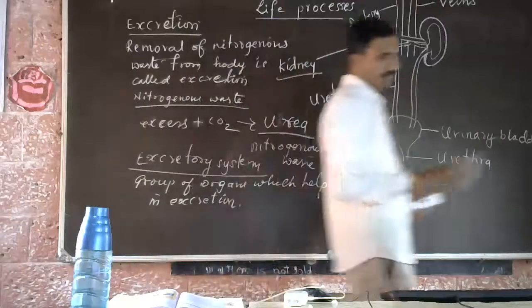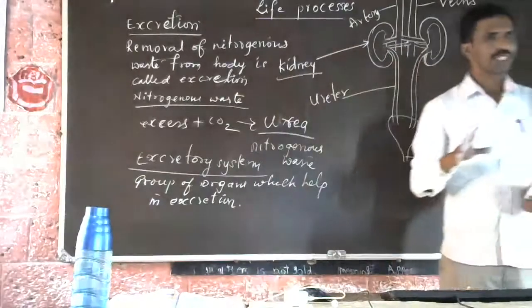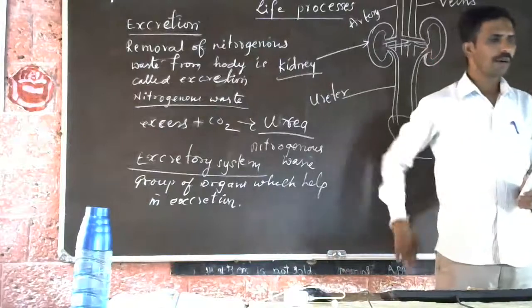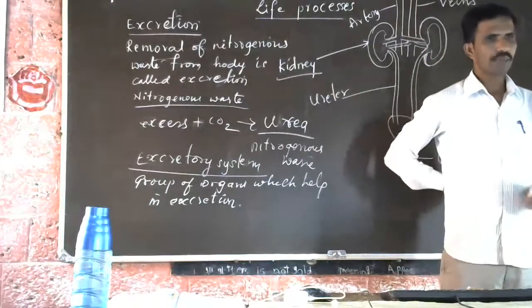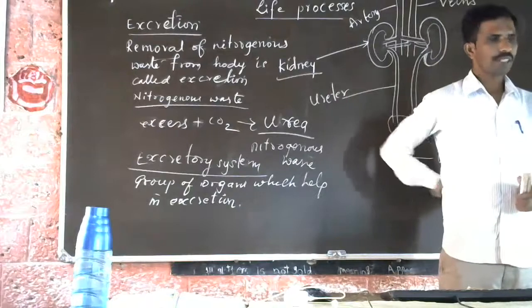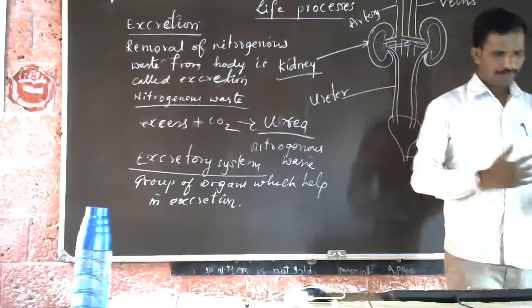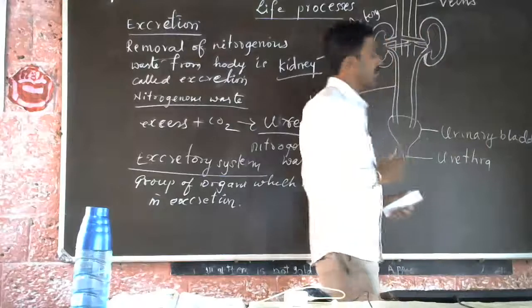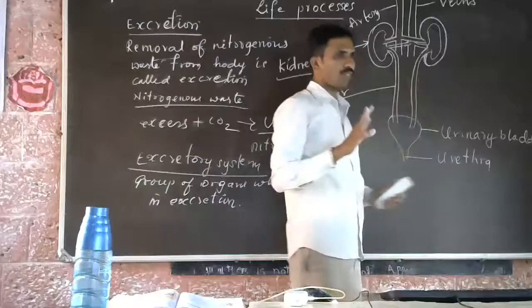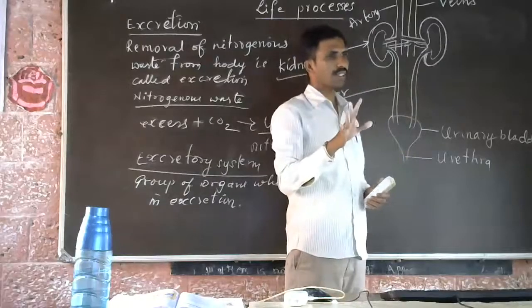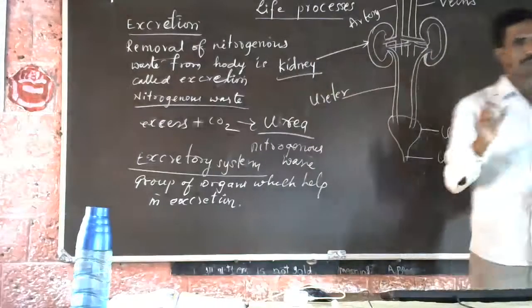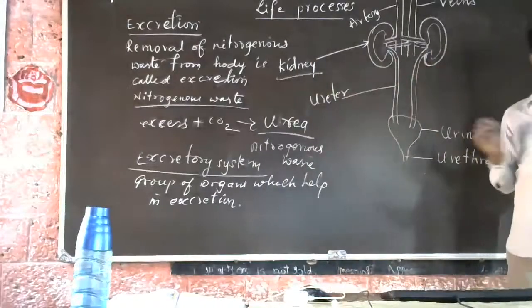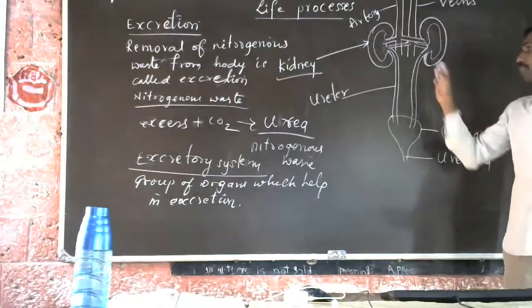So the human excretory system is situated in the abdomen cavity, at the back of the abdomen cavity. Kidneys are reddish brown in color, and they are bean shaped. If you take a bean, you know that it is bean shaped.